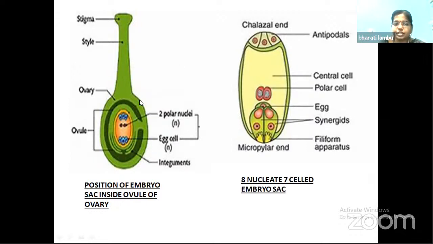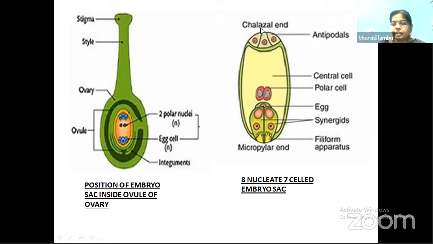So this structure is nothing but the gynoecium with the embryo sac in the ovule. Generally you have seen the gynoecium contains three parts: stigma, style, and ovary. This is the stigma, this is the style, this is the ovary. Inside the ovary, the ovule is present. This is the integument which you see here, it is the ovule. Inside the ovule, you can see the embryo sac. Now this has been enlarged in this way.